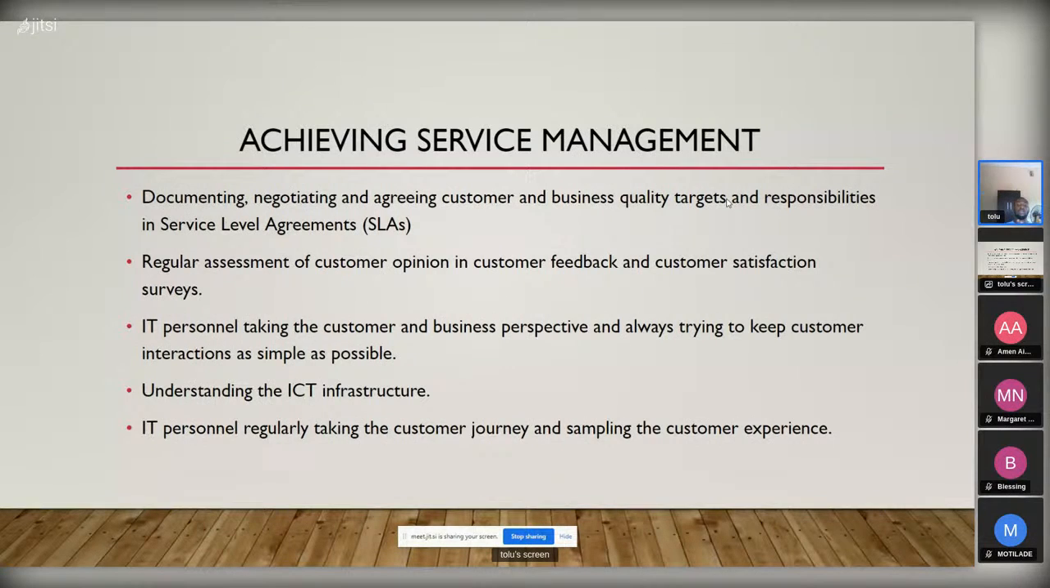So regular assessment of customer opinion, customer feedback, and customer satisfaction surveys. IT personnel take the customer and business perspective and always try to keep customer interaction as simple as possible. Understanding the ICT infrastructure. IT personnel regularly take the customer journey and sample the customer experience. Those are the means of trying to better the service, and that's how you can achieve service management.